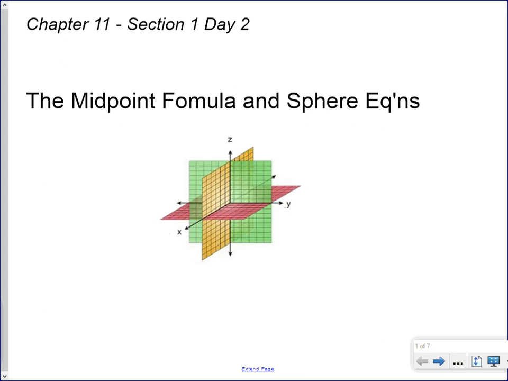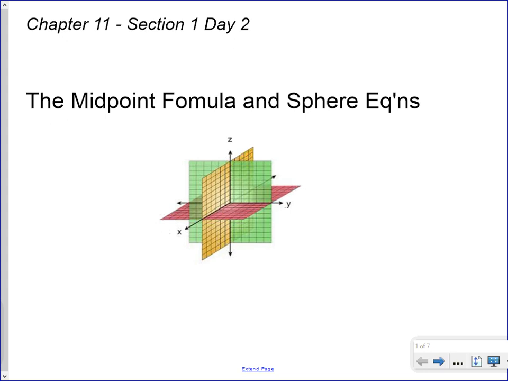If you think about the distance formula that I gave you yesterday, you have used the distance formula for a long time in your math classes. The distance formula in 3 dimensions is very similar to the distance formula in 2 dimensions. It just adds that extra component of the z, right? So I do the difference of the z squared.